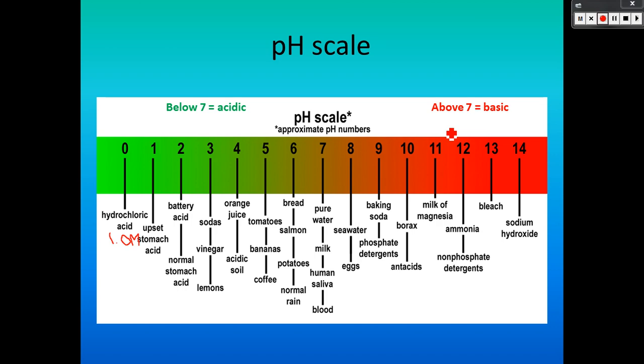So, for example, bleach has the pH of 13. Baking soda has the pH of 9. Eggs has the pH of 8. And sodium hydroxide has the pH of 14. Yeah, and once again, that's a 1.0 molar solution, so just kind of keep that in mind.